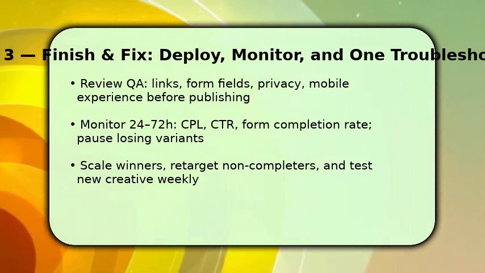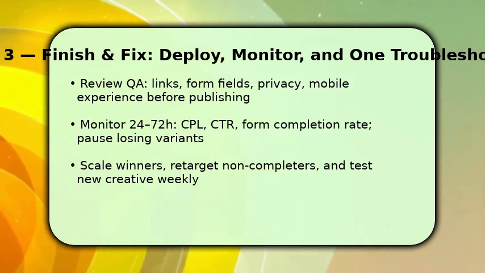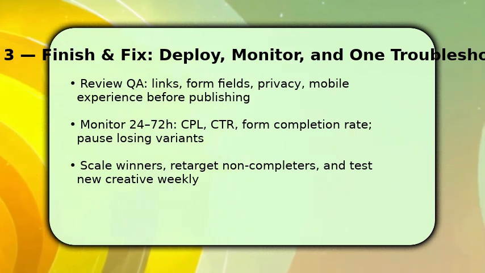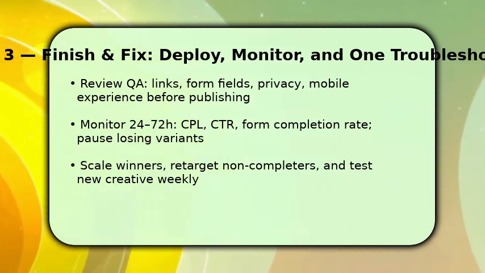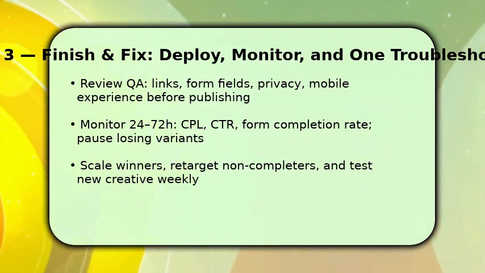During the first 24 to 72 hours, watch cost per lead, click-through rate, and form completion rate. Make decisions from real data and pause poorly performing variants. Once a winner emerges, scale budget gradually and create retargeting ads for people who opened the form but didn't submit.